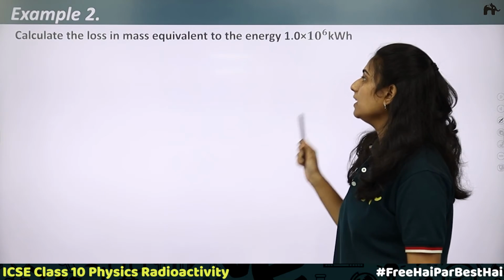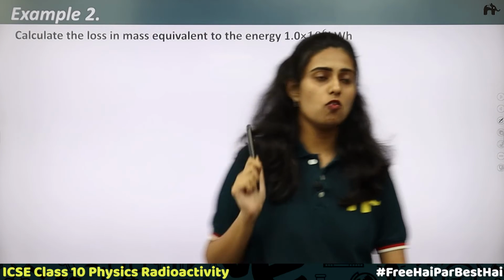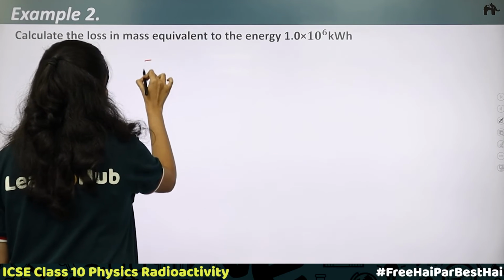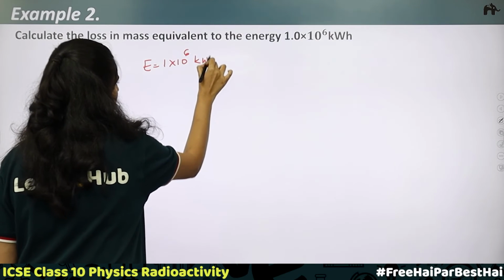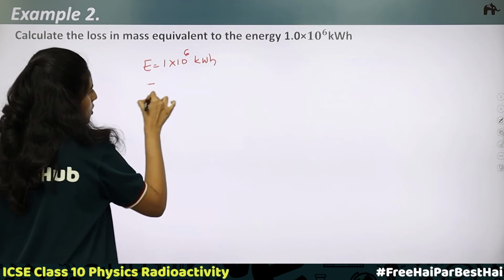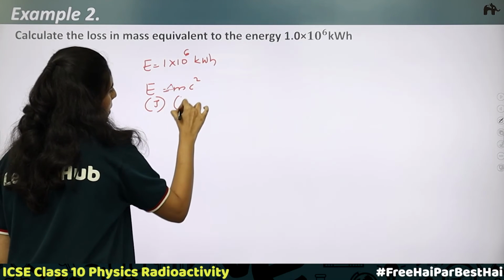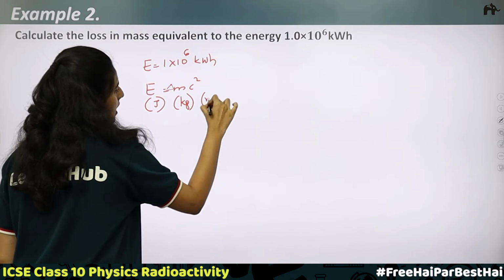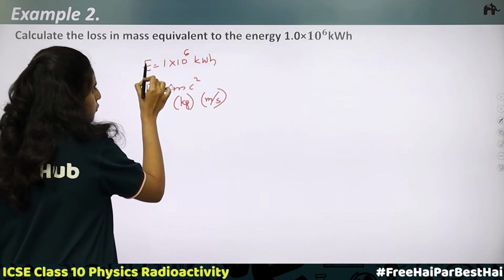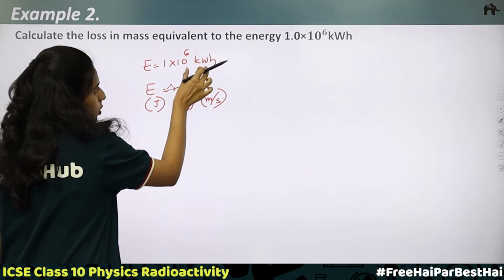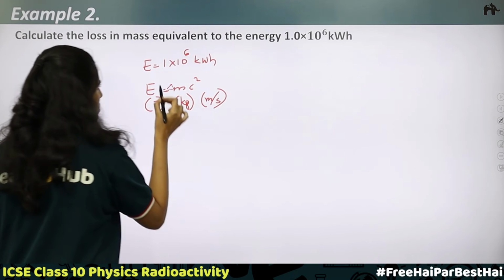Second example, calculate the loss in mass equivalent to the energy 1 × 10^6 kilowatt hour. So here we are given energy equal to 1 × 10^6 kilowatt hour. Einstein's mass energy relation, E = mc². So here energy should be in joules, mass in kilograms and c in meter per second. Now we first have to convert this energy from kilowatt hour into joules. So what is the relation?